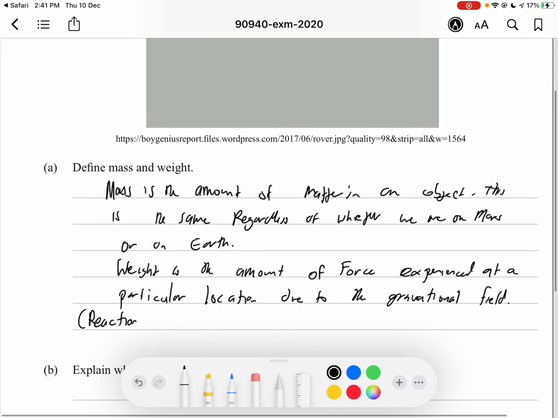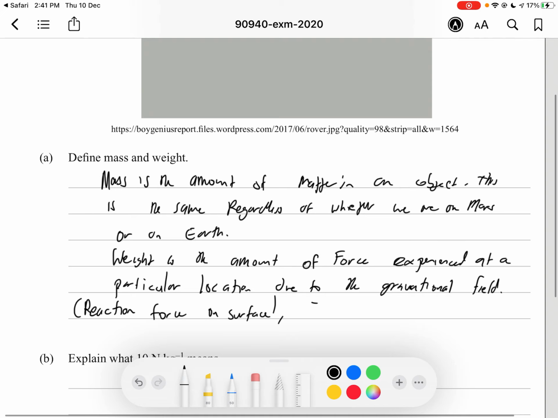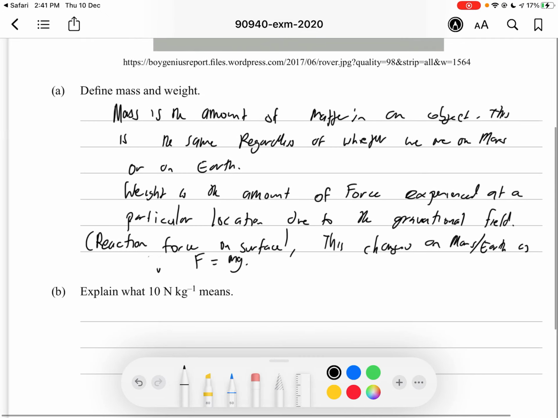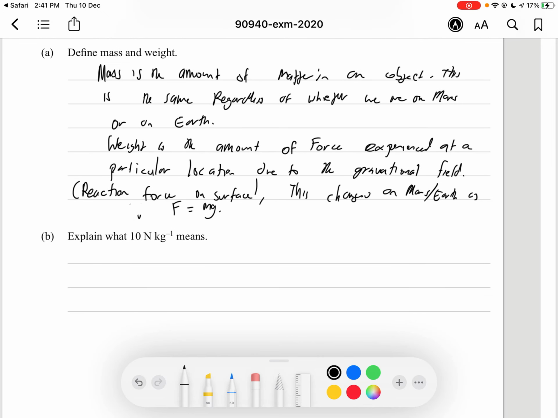So this is actually the reaction force that's felt by the surface. Okay, so weight, reaction force felt by surface. You can say this can change on Mars or Earth. This changes on Mars and Earth as weight equals, not weight, just say F equals mg.